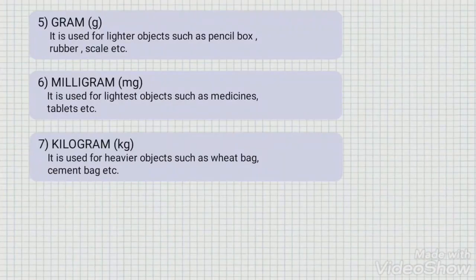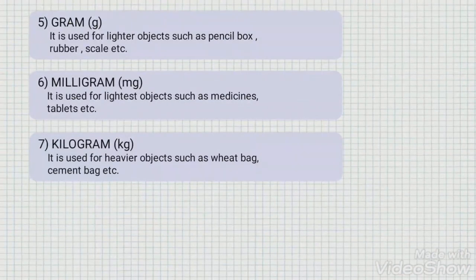Let us see the next point, that is gram. When do we use gram? It is used for lighter objects such as pencil box, rubber, scale, which are not very heavy. Okay. Then coming to milligram. It is used for lightest objects such as medicines, tablets. That means which are even lighter than pencil box, rubber and scale. Very light objects like feathers and all, like medicines, tablets. For them we use milligram to weight.